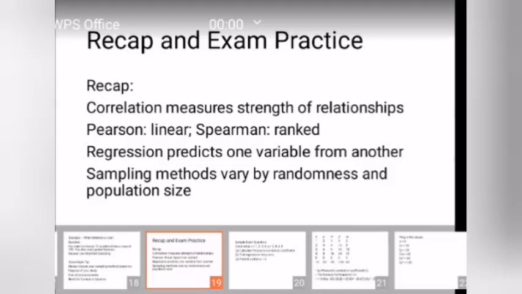Okay, let's just run down everything we have done. As I said, correlation measures strength of relationship. Examples of correlation are Pearson linear and Spearman, and regression. All these are still measuring strength of relationship. Pearson is used for linear, then Spearman is used for ranks, like when you're trying to rank something: this is first, second, third. Regression predicts one variable from another variable. Sampling is used to vary randomness or population size.